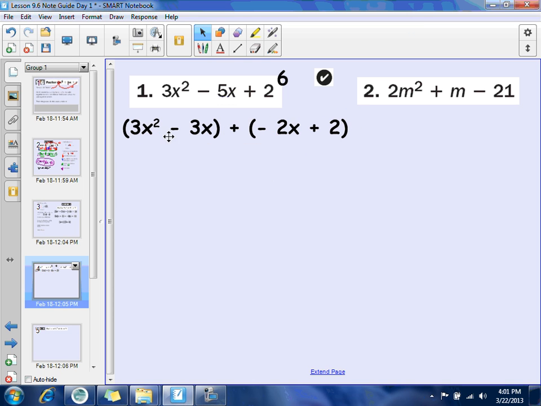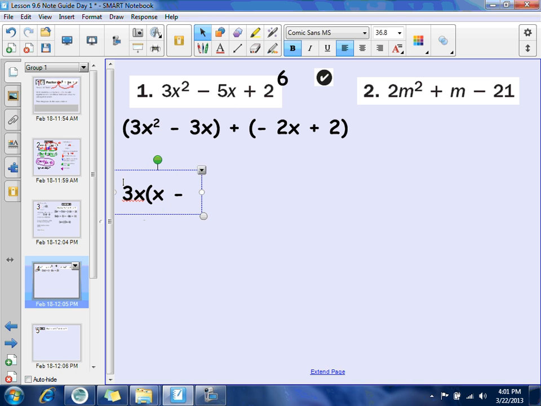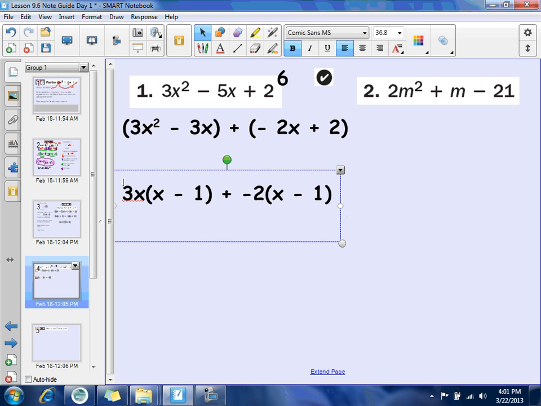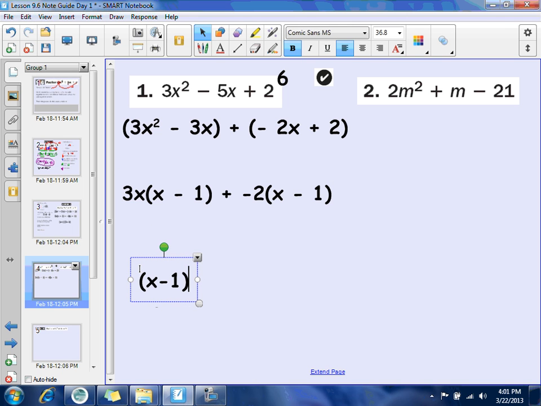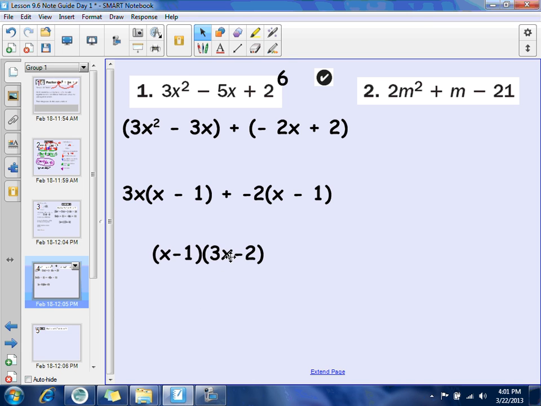And out of the 3x squared minus 3x, I can pull out a 3x. That leaves me with x minus 1. And then I can divide the others by negative 2, which leaves me with x minus 1. Hey! And I have the common x minus 1. And then what's left on the other ones, if I pull out the x minus 1, is 3x minus 2. And that would be your final answer.